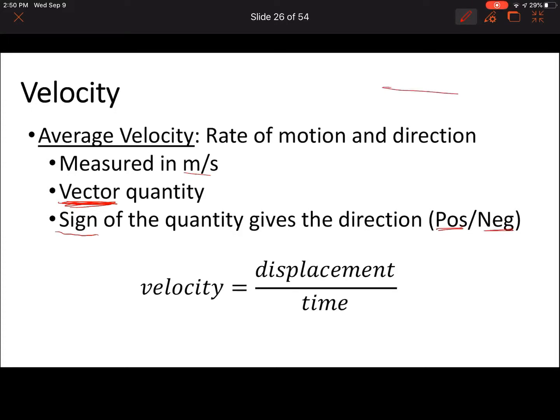And like we said before, we're going to stick with one dimension, meaning we're going to be moving in a straight line. So 0, let's say 5 and -5. Well, we have a positive direction and a negative direction.